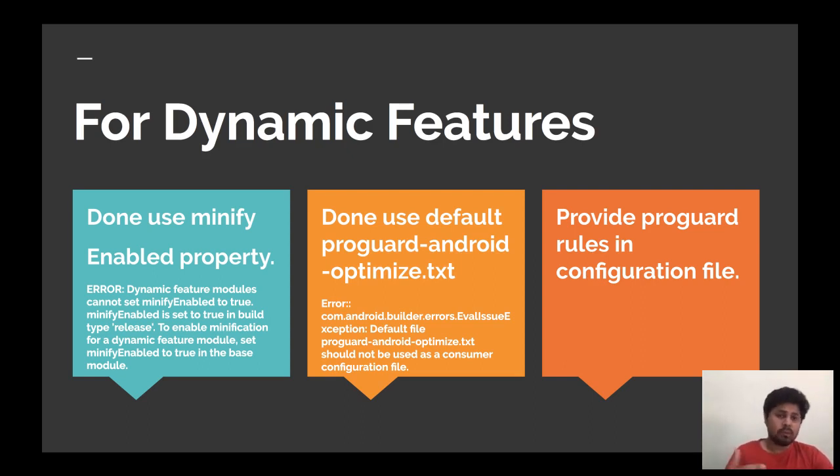Fourth thing, you can provide custom ProGuard rules with each dynamic feature module using the ProGuard files property in your build variant. So the same way in the base module where you use the ProGuard rules files with this ProGuard files property, you can also tell the system while building the application, please use these ProGuard rules mentioned in the dynamic feature.